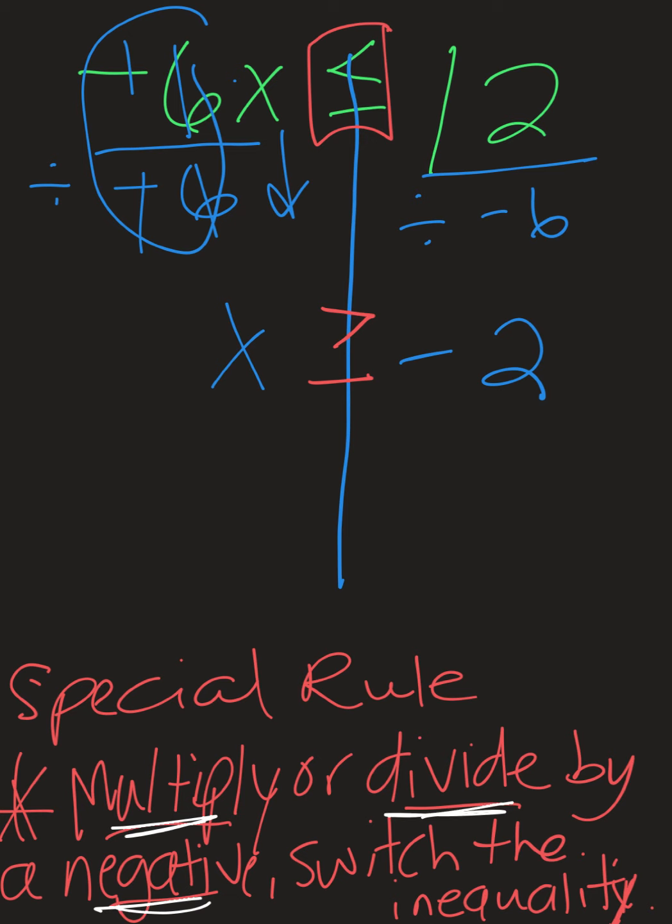And then to graph this, I'm going to draw my number line. I'm going to put my negative 2 on there. I'm going to fill in the circle because it's got that equal to symbol on the bottom, right? It could also be equal, so I'm going to include that. And then, of course, I am going to shade to the right.